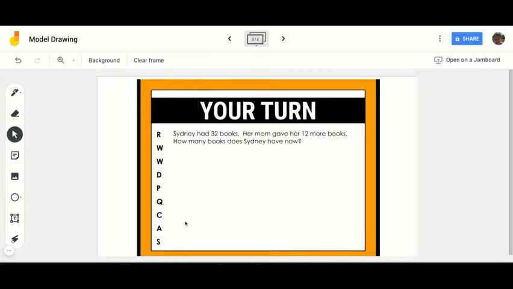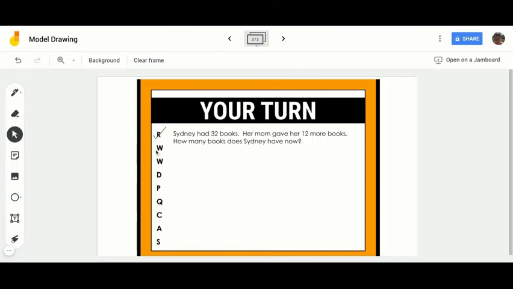All right, so now that you have all those steps written down the side, our first step is the R, and that means read the problem. So go ahead and read this one with me. Sydney had 32 books. Her mom gave her 12 more books. How many books does Sydney have now? All right, we read our problem, so we can check mark the R.